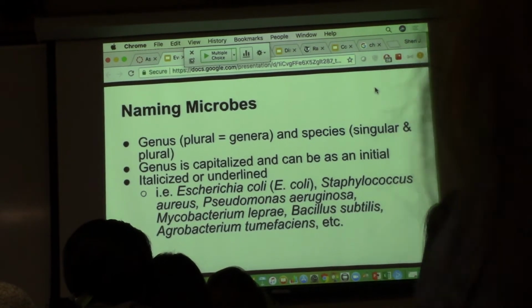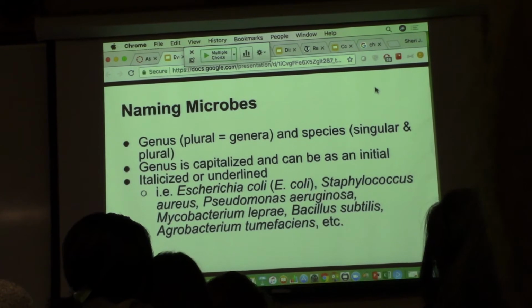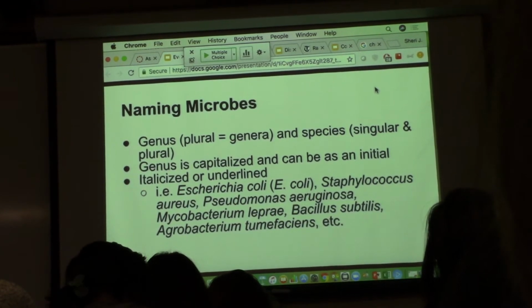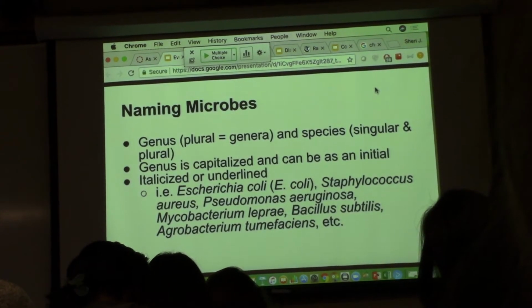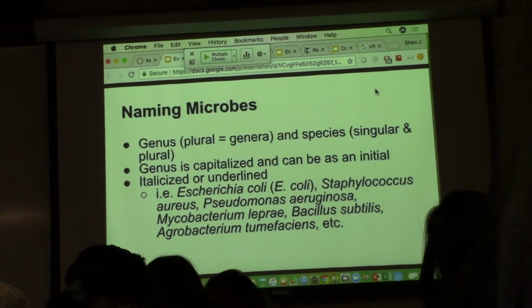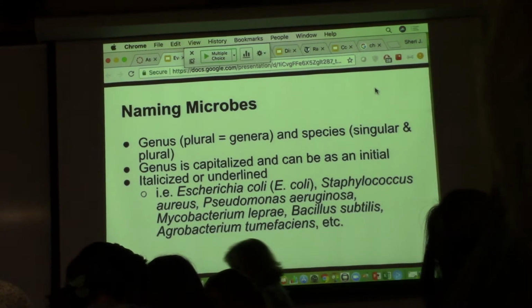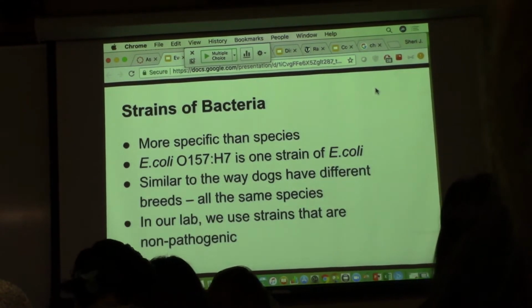So this would be S. aureus, right? Staphylococcus aureus. These are some really common ones. Pseudomonas aeruginosa is actually a pathogen of burn patients that lives in the soil. Bacillus subtilis is another soil microbe. Probably you can find some between your toes. Agrobacterium tumefaciens, Mycobacterium leprae, this causes leprosy. So lots of bacterial lives. All right, so hopefully you're comfortable with the protocols for naming.